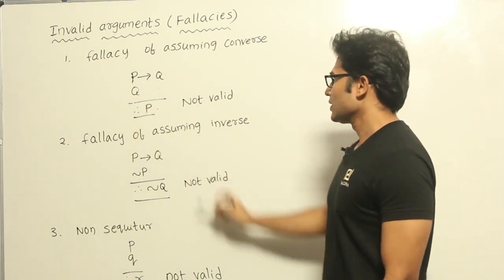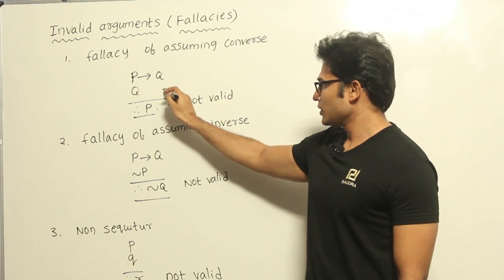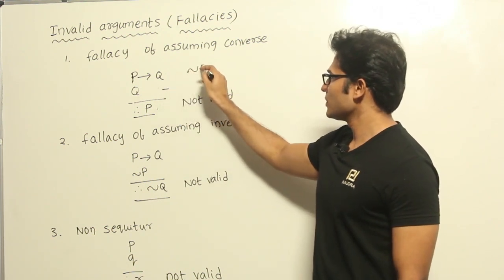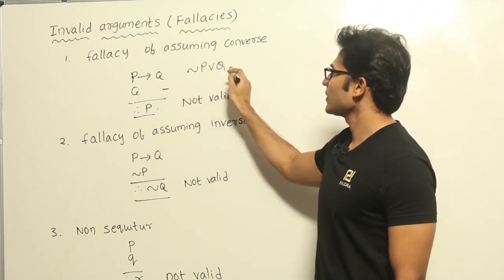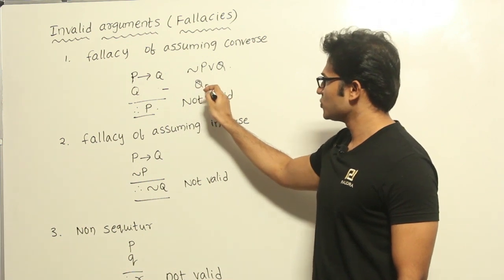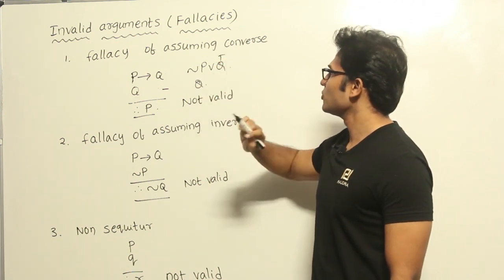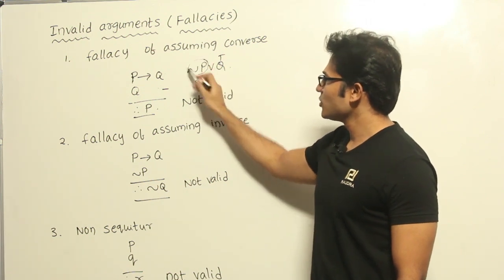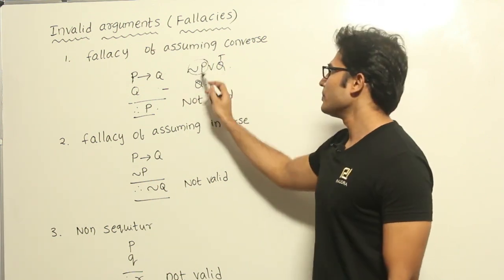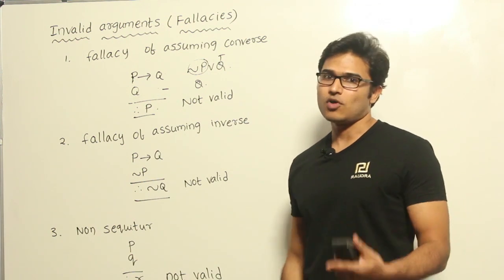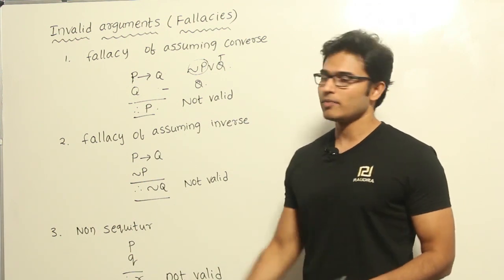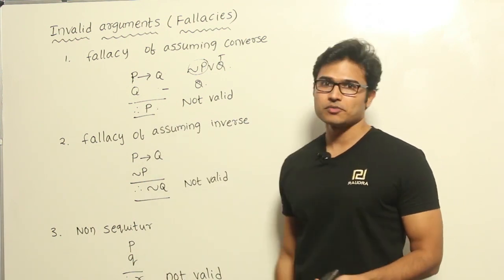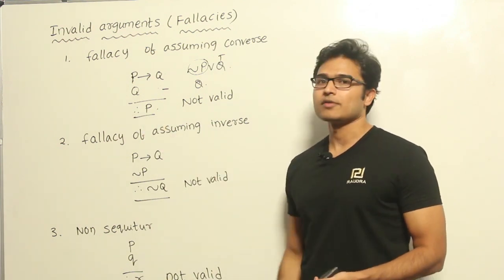The reason is, if you assume that Q is true, one way of writing P implies Q is negation P or Q, right? Now if you assume that Q is true, since Q is going to be true, then irrespective of the value of P, this is going to be true, right? Therefore P can be true or false. It need not be only true, but here we are saying that P is only true, right? So that is why it is wrong.